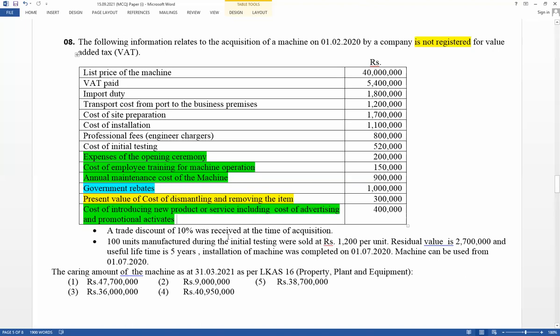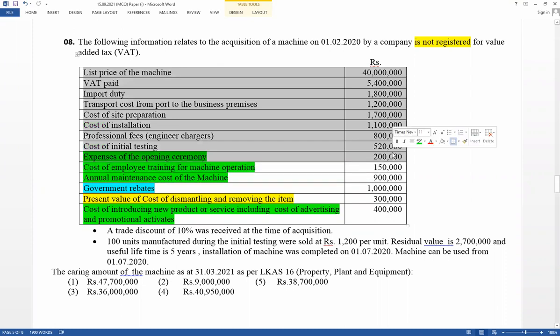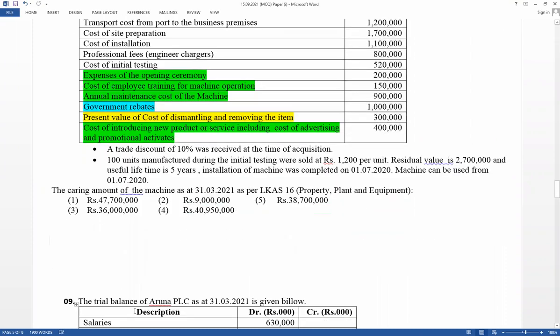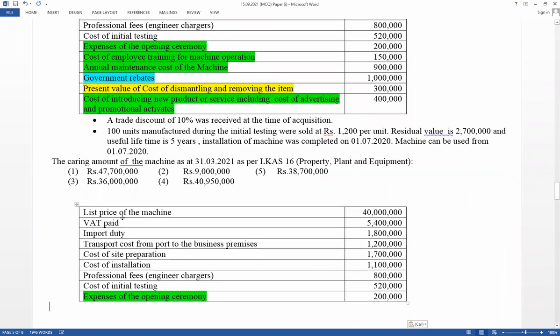Right now, what is the requirements? They ask carrying amount of machine as at 31st March 21. First one, you have to calculate cost value. After that, you have to calculate annual depreciation. Then carrying amount can be calculated. Right. First one, try to calculate cost value. Cost value should be calculated. Think purchase price. Prepare working for that.